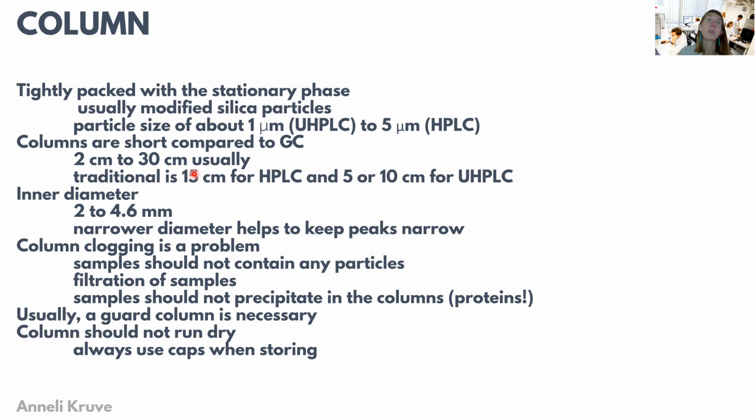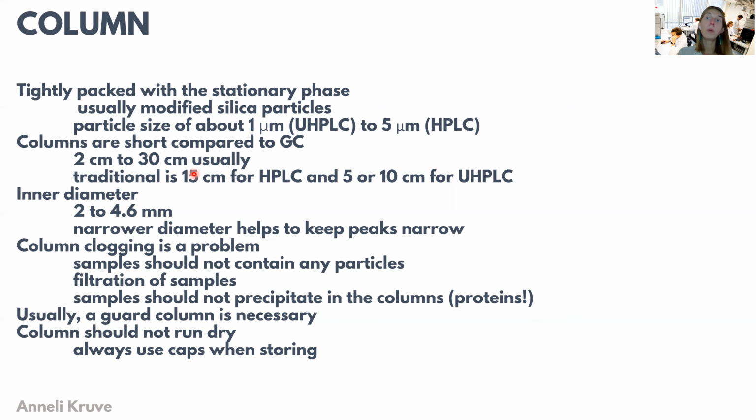The columns in HPLC are much shorter than the GC columns. We are talking about a few centimeter range. I would say that the smallest ones are a few centimeters, 2 centimeters, and the longest are somewhere around 30 centimeters.